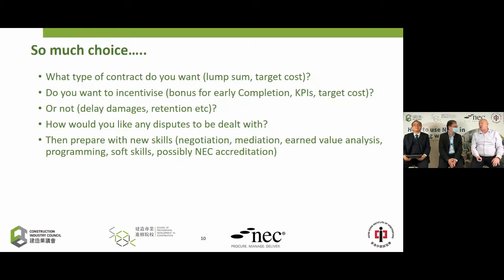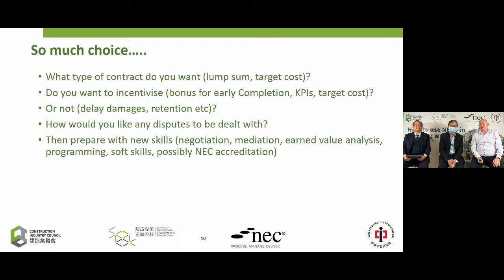So you can incentivize time, cost, or quality, whichever you wish to, or have no incentives. Just say, it's a fairly straightforward project. Here's what I'd like you to build or design and or build to this quality by this date. You don't have to incentivize if you don't need to or wish to. And the flip side of that is damages.